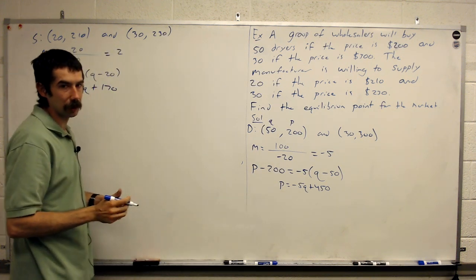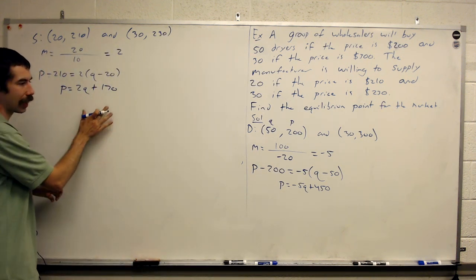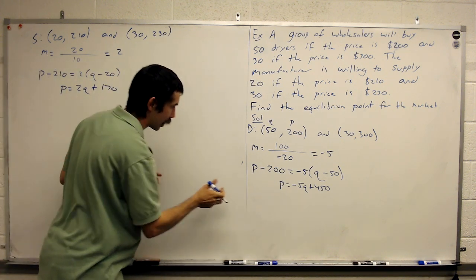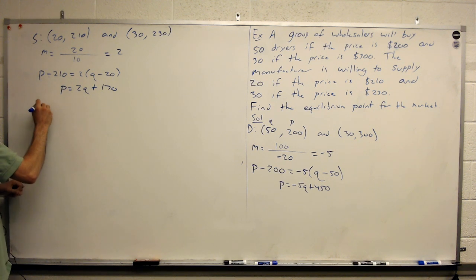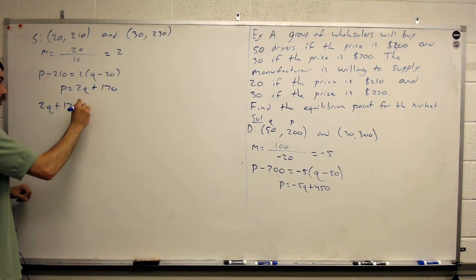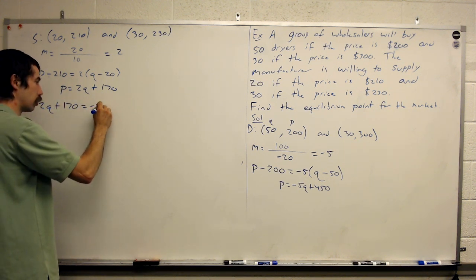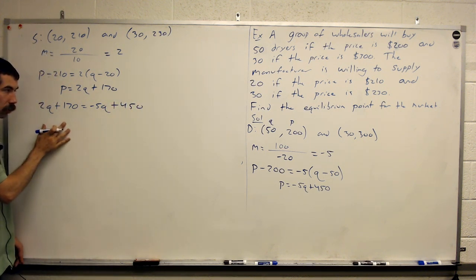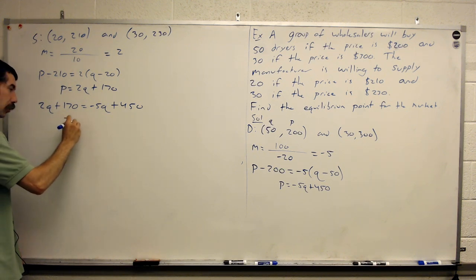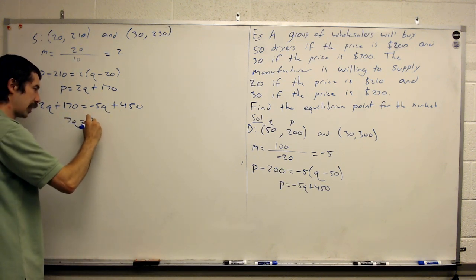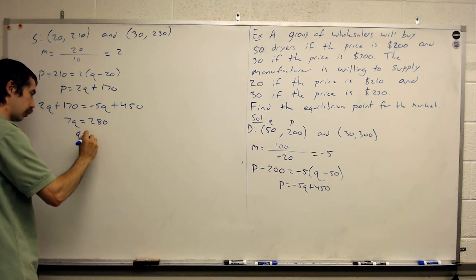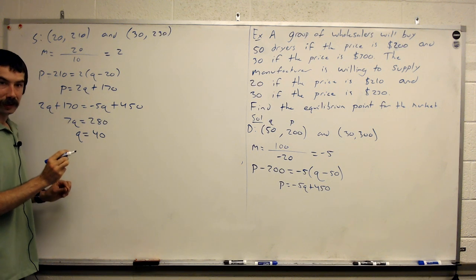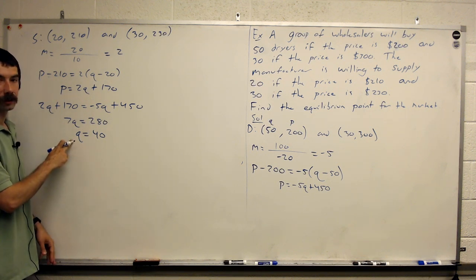That's our market equilibrium. To find where they intersect, we could just set them equal to each other because we have P equals this, P equals this. They intersect when the right-hand sides are equal. So 2Q plus 170 is equal to minus 5Q plus 450. Let's bring the Q over, 170 over. 7Q equals 280, or Q equals 40. The quantity of our market equilibrium is 40 dryers.